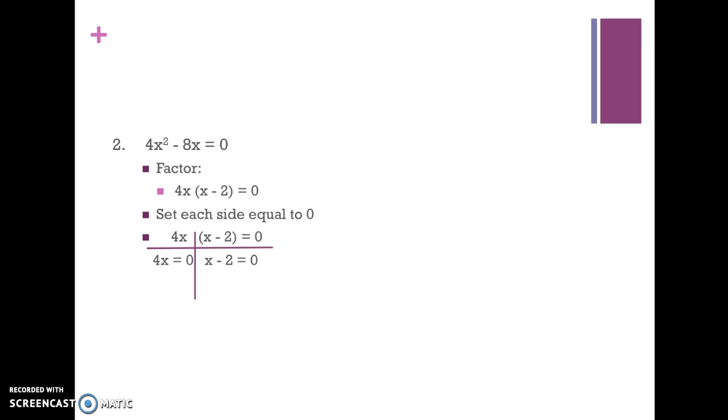Next, I take the other side, where I have x minus 2 equals 0. I want to get x by itself on the left side of that equal sign. So I'm going to do the opposite and add 2 to both sides. So x equals positive 2. So there are my two solutions, x equals 0 and x equals 2. So my solution set would be 0 and 2.